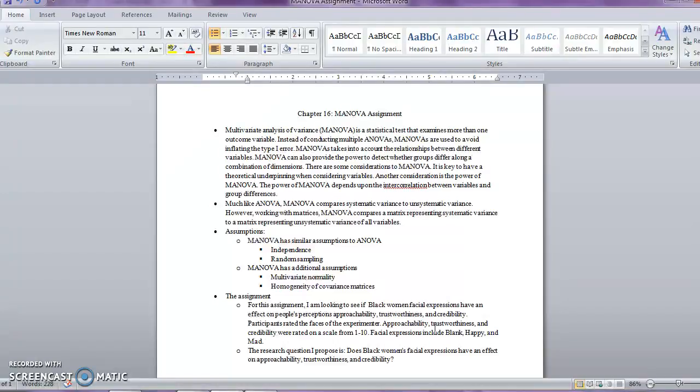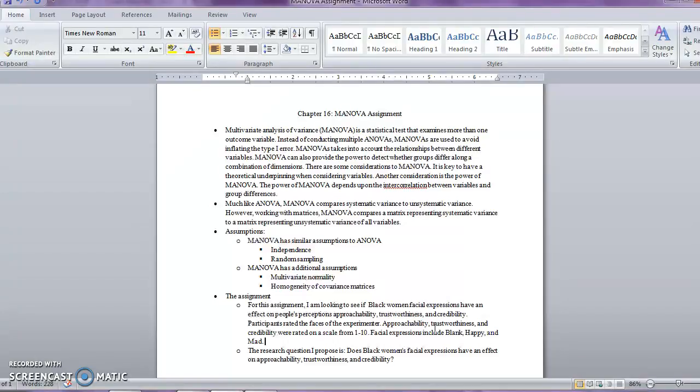However, there are some considerations to think about when you're going to conduct a MANOVA. It's important to have a theory behind your variables. You don't want to just throw in variables all willy-nilly, given that you may not find anything, or you're running the risk of inflating the error rate anyways. So with MANOVA, it's important to have theoretical underpinnings when you're considering your variables.